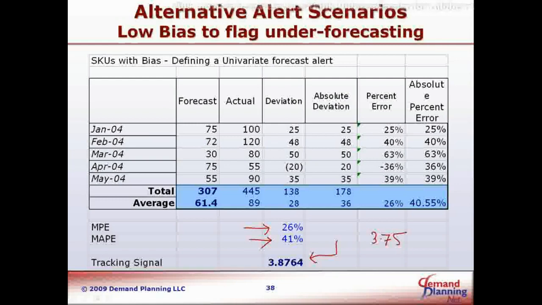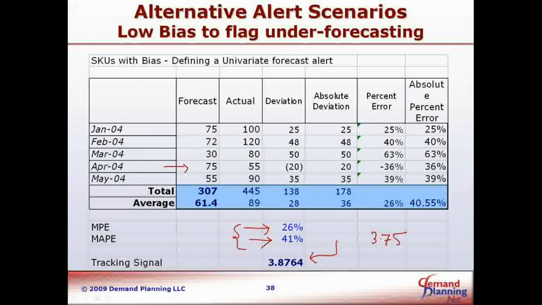So now, low bias to flag under-forecasting, right? If you look at what's happening here, this particular scenario is resulting in an MPE of 26% and a MAPE of 41%. Okay.